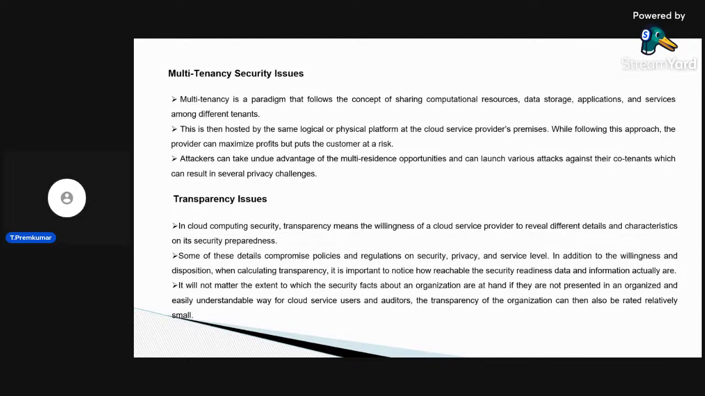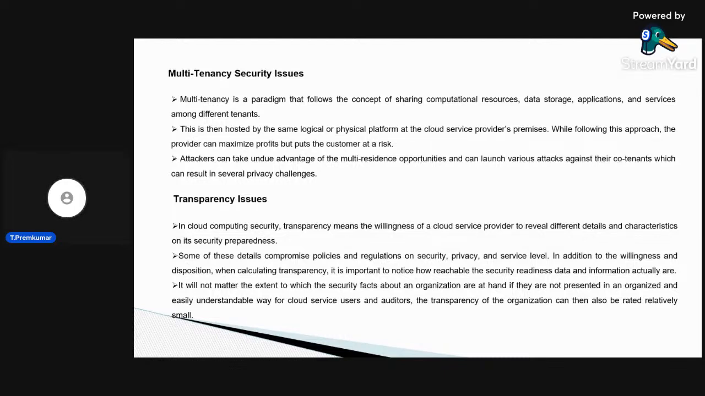Transparency issues. In cloud computing security, transparency means the willingness of a cloud service provider to reveal different details and characteristics of its security preparedness. Some of these details comprise the policies and regulations of security, privacy, and service levels. In addition to willingness, when evaluating transparency, it is important to notice how reachable the security readiness, the data, and the information actually are.